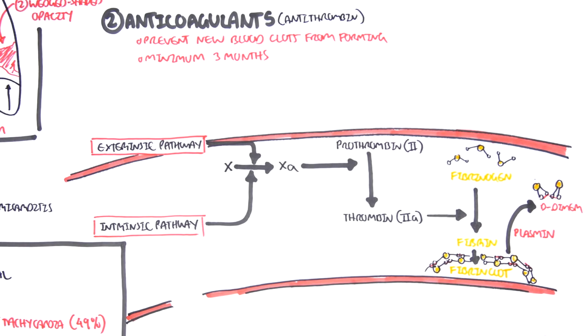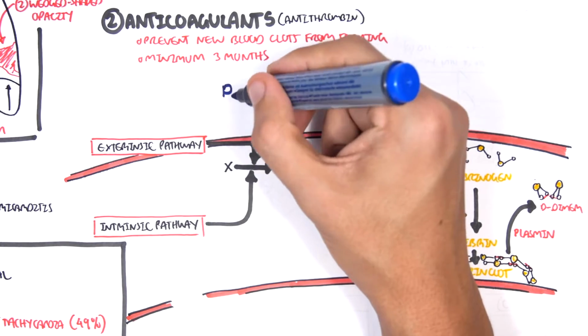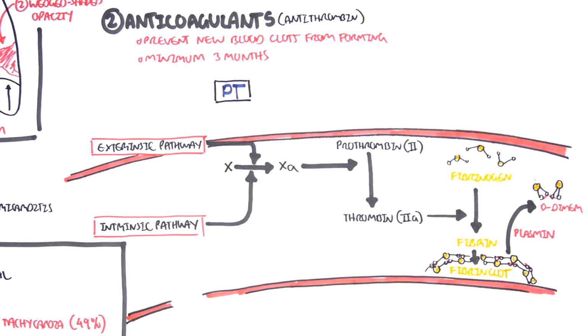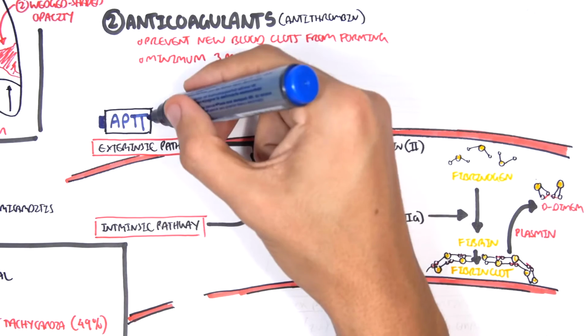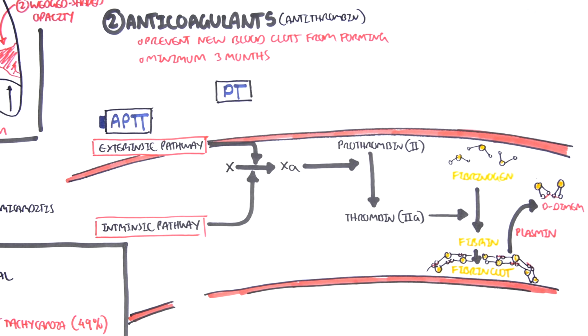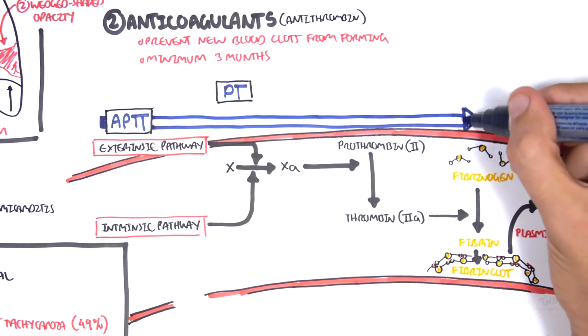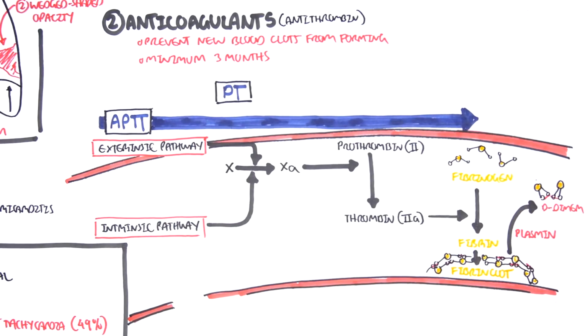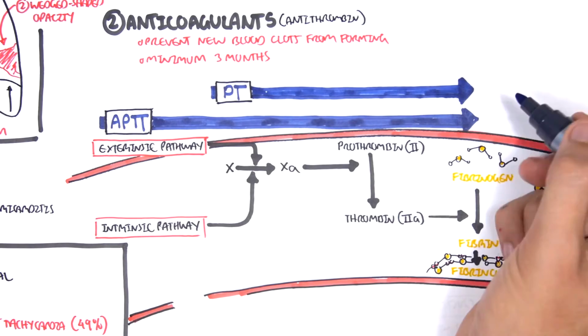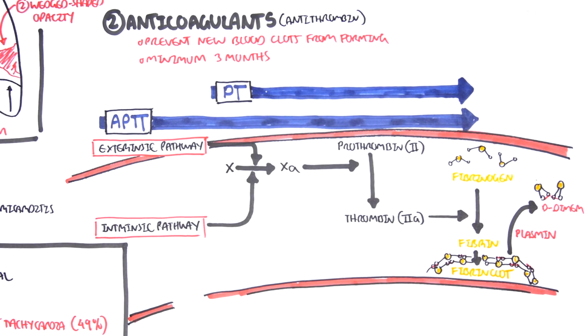So your D-dimer is one way of measuring your coagulation activity in circulation. But there are other ways to measure your coagulation activity in your blood, such as your PT and your APTT, which we will talk about in more detail towards the end of the video. Essentially, measuring your PT and your APTT measures your coagulation activity. Your PT specifically measures your extrinsic pathway and your common pathway clotting factors, and your APTT measures your intrinsic pathway clotting factors as well as your common pathway.